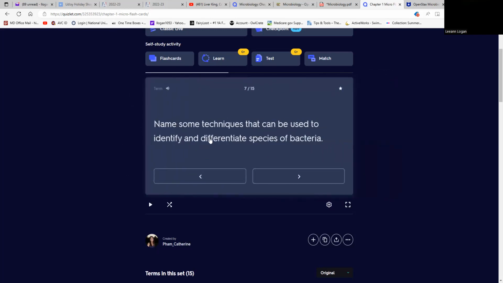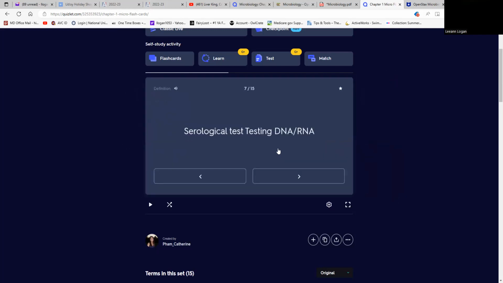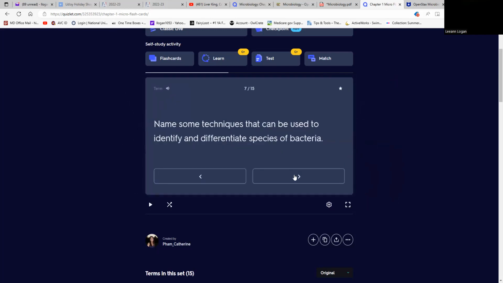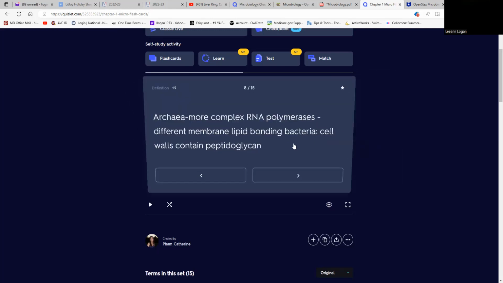Name the techniques that can be used to identify and differentiate species of bacteria. Serological testing, DNA, RNA. Describe the differences between bacteria and archaea. Archaea have more complex RNA polymerases. Different membrane lipid bonding. Bacteria cell walls contain peptidoglycan.